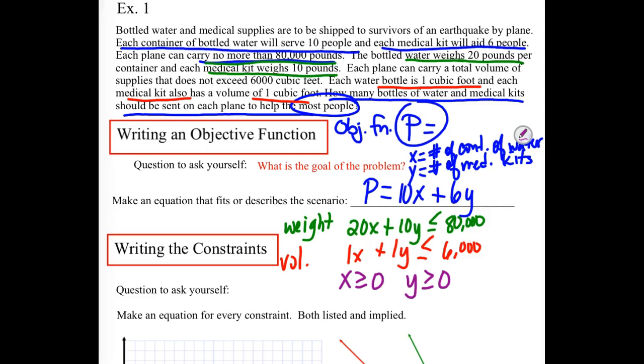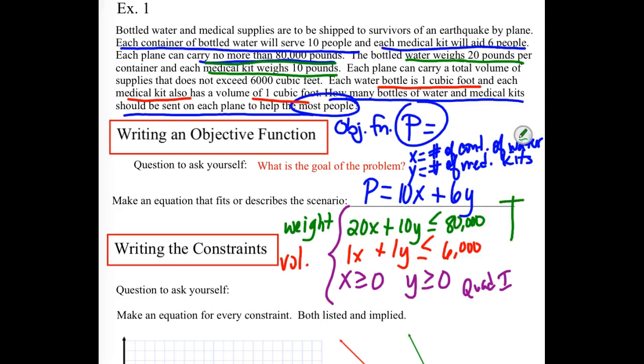So we have a system of 4 constraints. The bottom 2 in purple there tell us we have to be where on our graph? In quadrant 1. All right, so we're going to focus on graphing the green and red inequalities and know that we have to stay in quadrant 1. Okay? All right, so let's start with green.